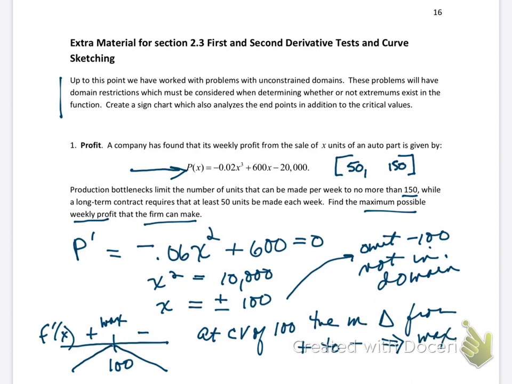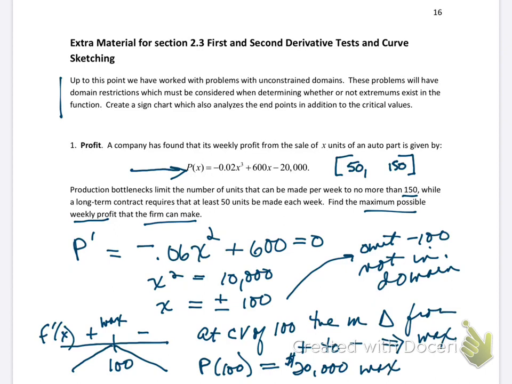All right, now, key thing. They don't want to know how many auto parts they should produce. They want to know what's the maximum profit they can get. So what you're going to do is this. You're going to say that maximum profit can be determined if I plug in the x equals 100, which was my critical value. That gives me a profit of $20,000, and that's what I would say for my max. Okay? So that's how we're going to do this.